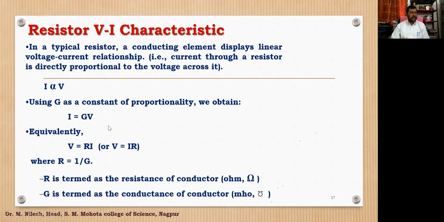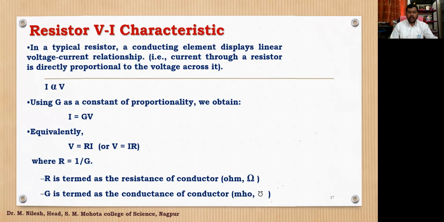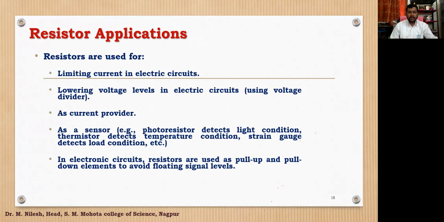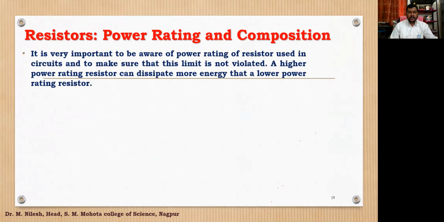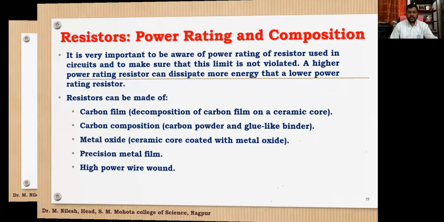Resistance is nothing but the ratio of voltage by current, right? So that is written over there. The units are ohm for resistance, and for conductance we have mho, right? So resistance application we have studied, and these are some of the power ratings which are very necessary.